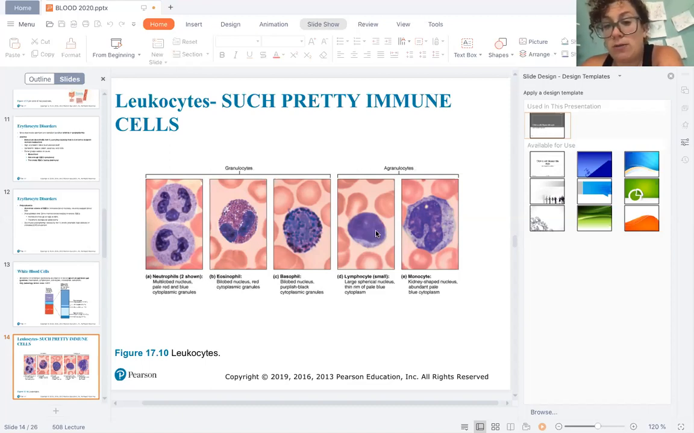Lymphocytes are the smallest one, and most of their nucleus takes up the cell. So you can't really see a lot of the cytoplasm, but you can see most of their nucleus. And then monocytes have this kidney-shaped nucleus, and it has pale cytoplasm.